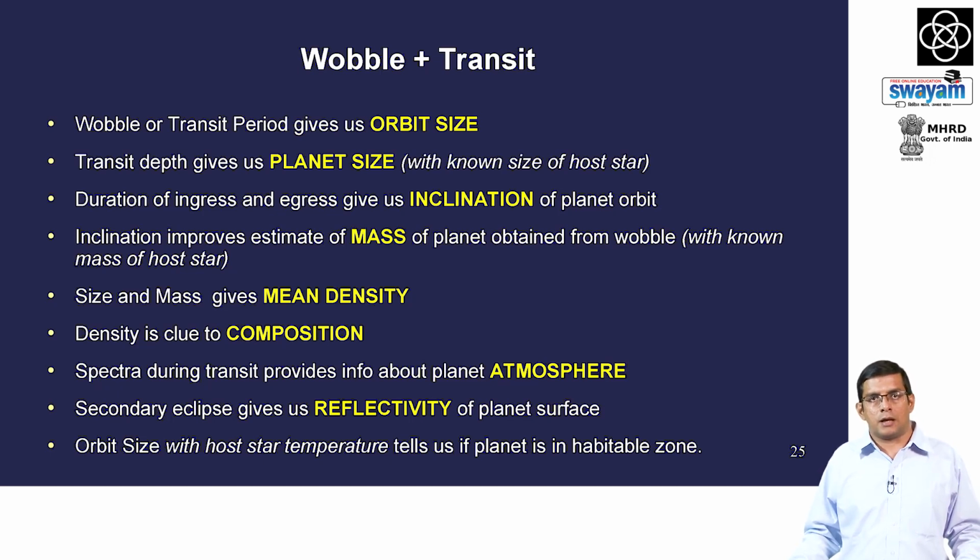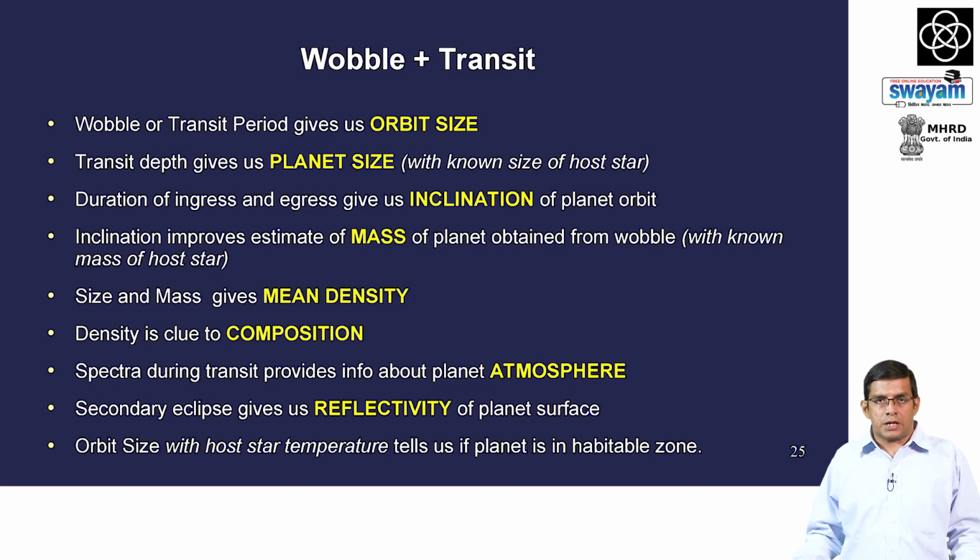Once we have the planet size and the planet mass, we can estimate its mean density, and this density is a clue to its composition. So, we can know whether it is a rocky planet or whether it is a gaseous planet from the mean density of the planet.